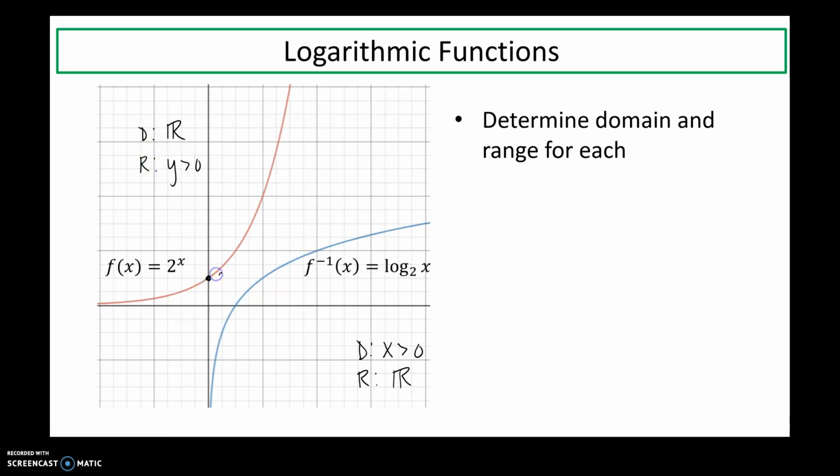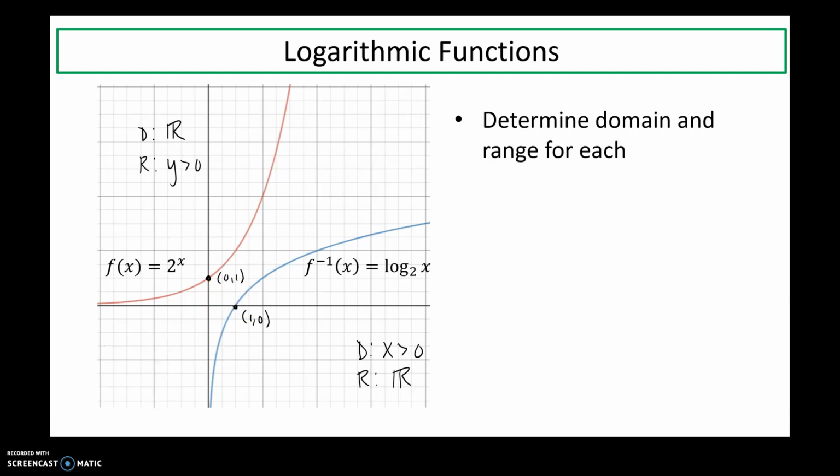Okay, if the point (0, 1) is a y-intercept on the graph of f of x, then the point (1, 0) is the x-intercept on the graph of the inverse function. Sorry that the pen keeps doing this.